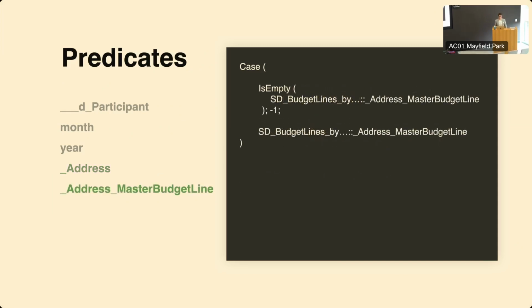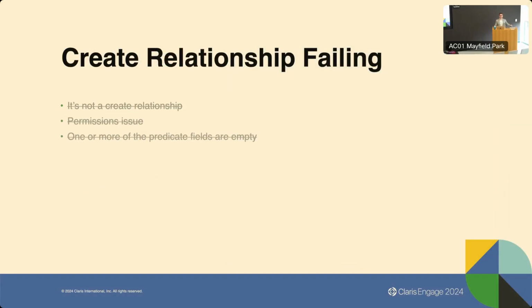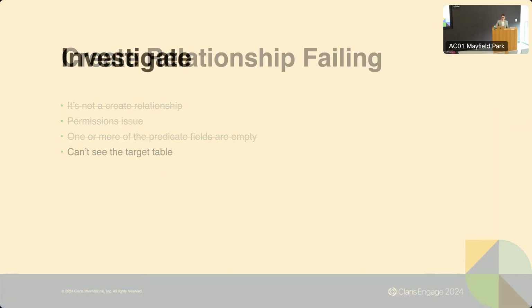Now, address master budget line. Same story. If the related record it's trying to look at is empty, it defaults to a value of -1. So this field will never be empty. So all three of my ideas about why the create relationship might be failing didn't pan out. And then I had another idea. Maybe you couldn't see the target table. So let's investigate that.